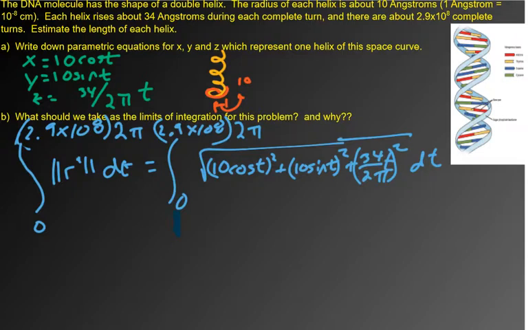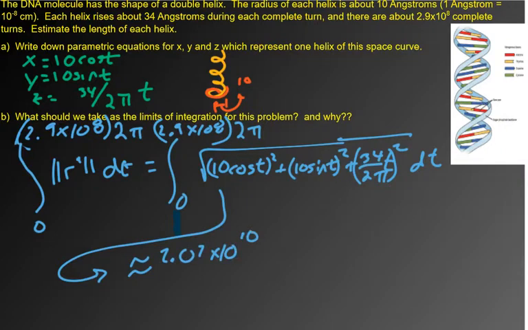And this is not an integral I would recommend you try to do by hand. It's super messy with crazy numbers. If you just plug it in, your calculators can actually do it too. I did it online, but it's about 2.07 times 10 to the 10th, okay? And so this is in angstroms, which we denote with this weird little symbol, like an A with a circle on top. That's the unit.